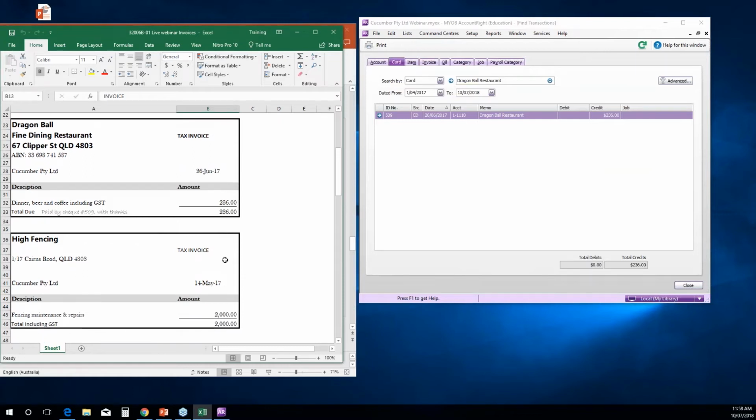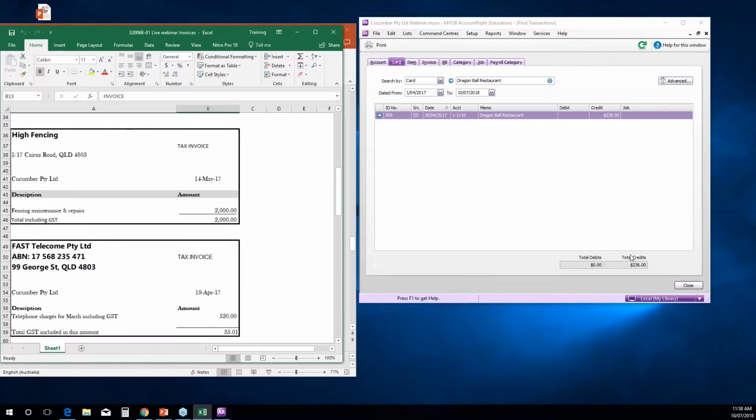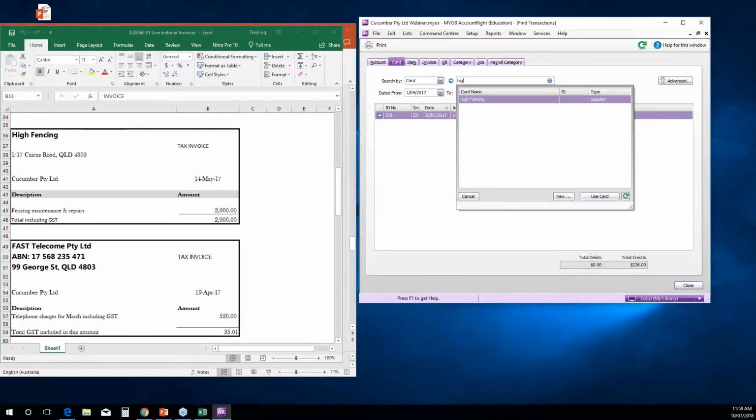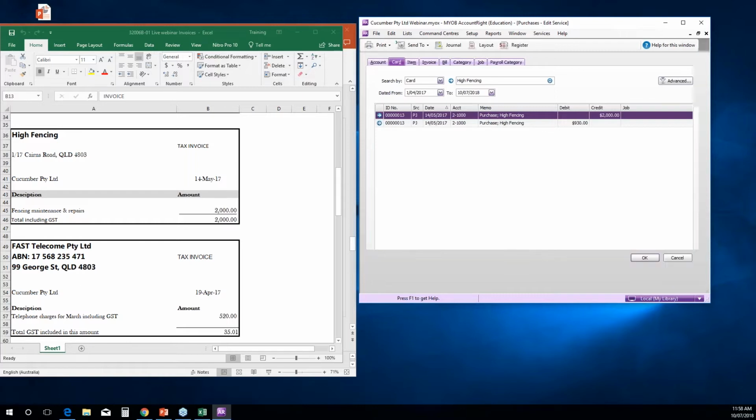Sorry, I might go a little bit fast because we still have a lot of things to do. Next one, we have high fencing. So I'm going to find the high fencing from here. Okay, here we go. And we have two of them. But if you see the ID number is the same, 13. That means it is actually one invoice, but split into two. One might be tax. So let's have a look.